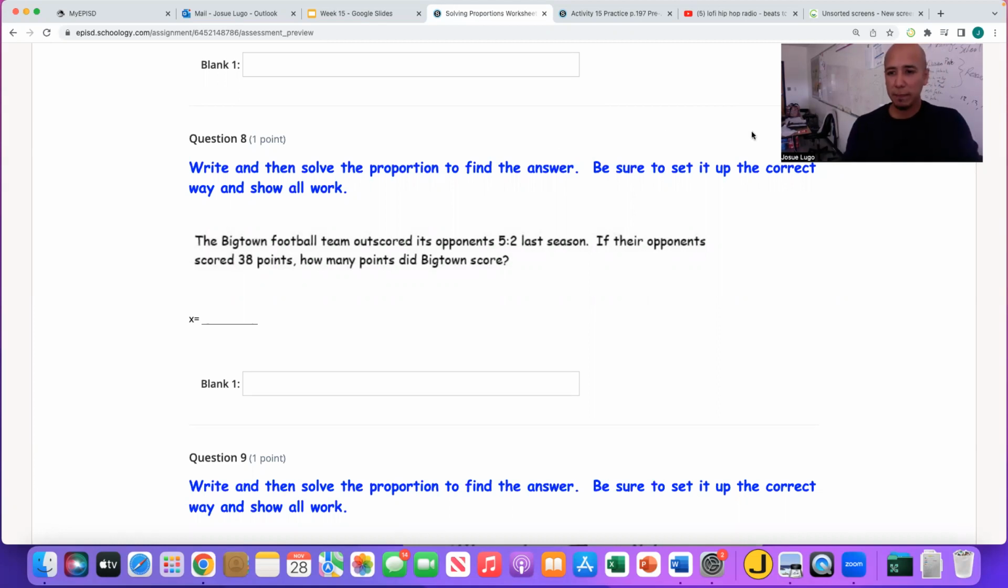Well, let's read. It says that the Big Town football team outscored its opponents. So we have Big Town football and their opponents with a ratio of 5-2, meaning that for every 5 points Big Town football has, the other team only has 2. So we expect Big Town to have more points. Now, if their opponents have 38 points, how many points did Big Town score?